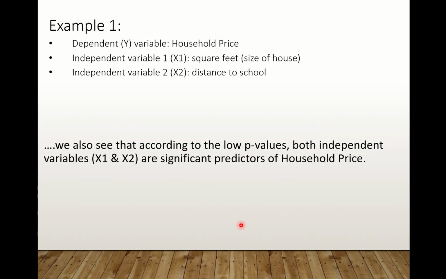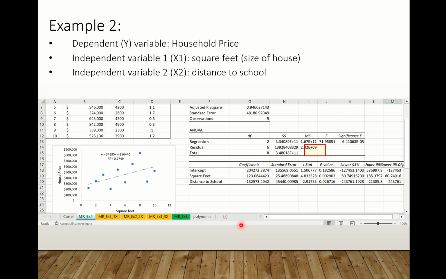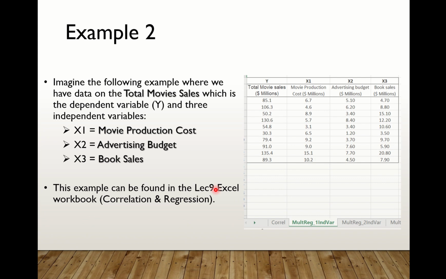But let's look at whether either of these is a significant predictor of house price. So that's where we get our p-value. In this case, we see that both have relatively small p-values, well below 0.05, if you use that for an alpha value. So both of these inputs, square footage and distance to school, would be significant predictors of house price.